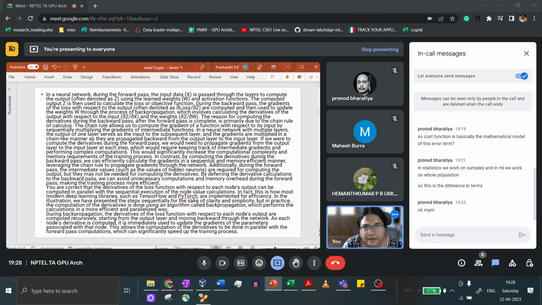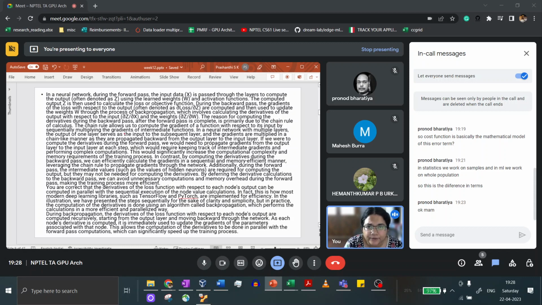In a neural network, during the forward pass, the input data X is passed through the layers to compute the output using the learned weights and the activation functions. The computed output Z is then used to calculate the loss or objective function. During the backward pass, the gradients of the loss with respect to the output are computed and then used to update the weights through the process of backpropagation, which involves calculating the derivatives of the output with respect to the input and the weights.